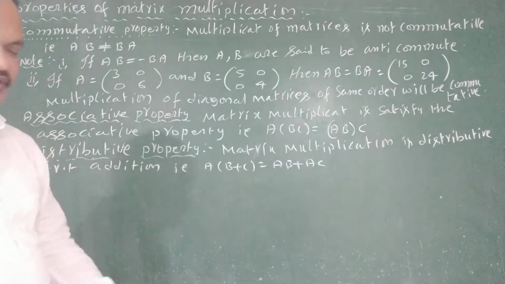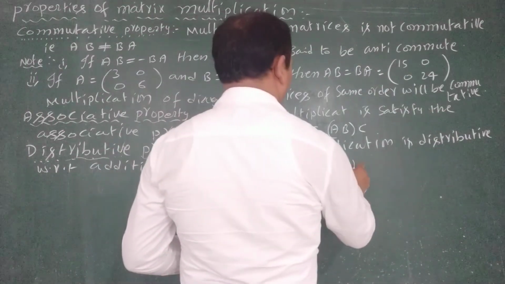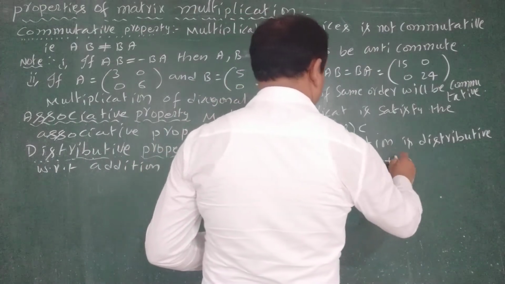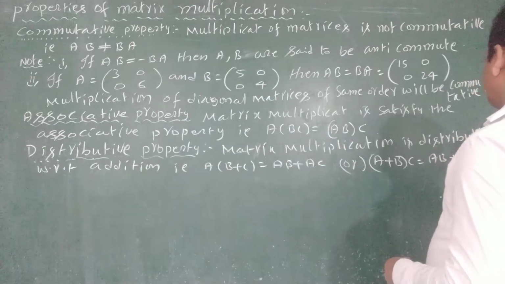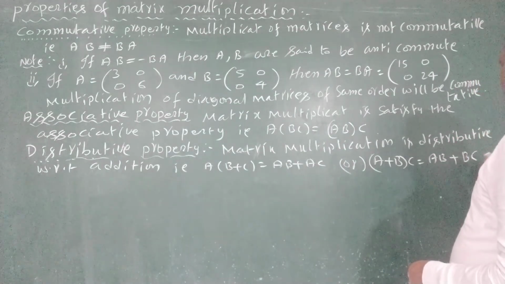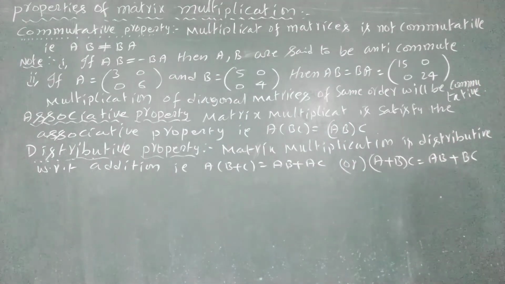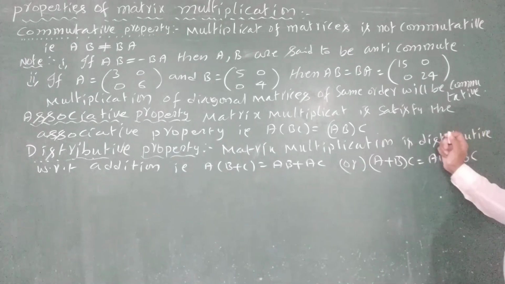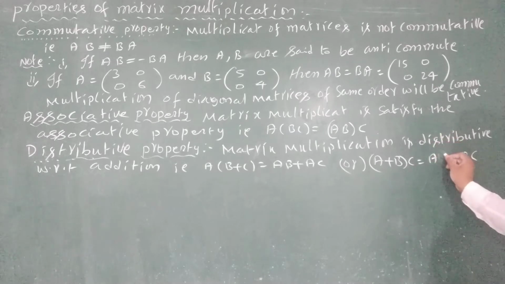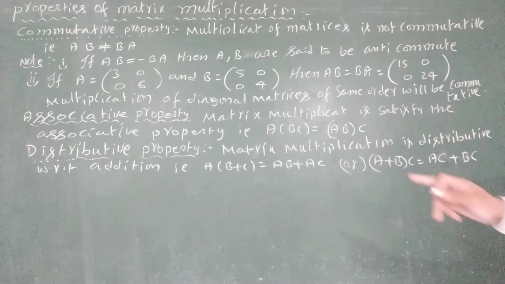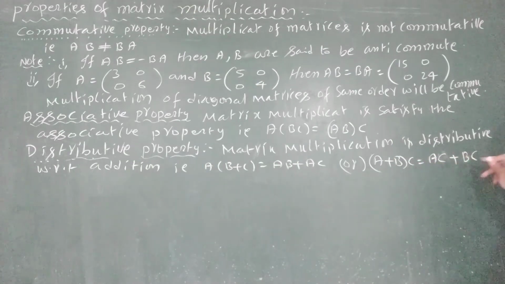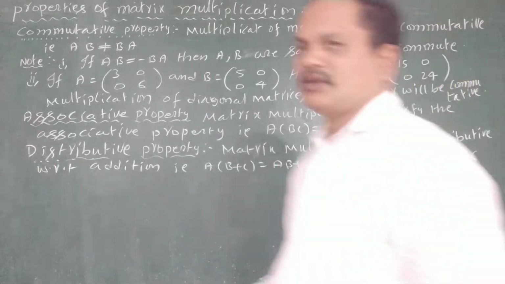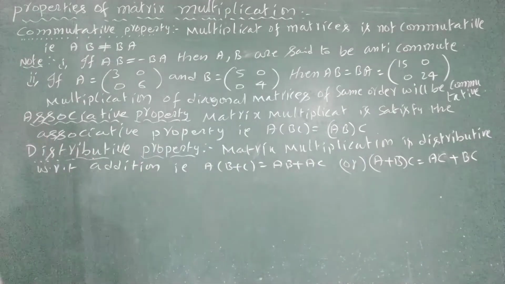This is called the left distribution. Now, A plus B into C is equal to AC plus BC. Sorry, this is AC plus BC. So that is AB plus AC, and this is AC plus BC. This is the right distribution. Now this is the distributive property.